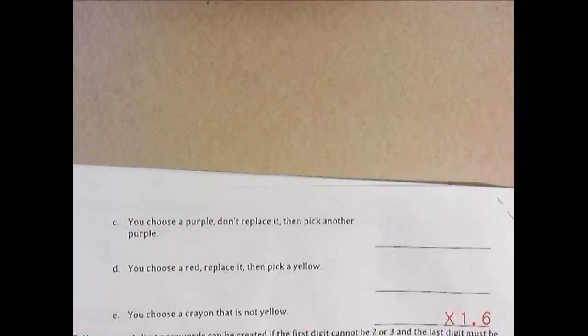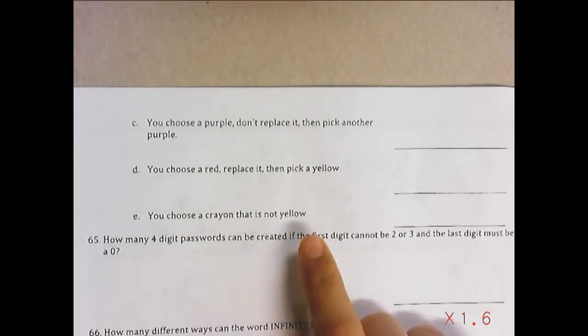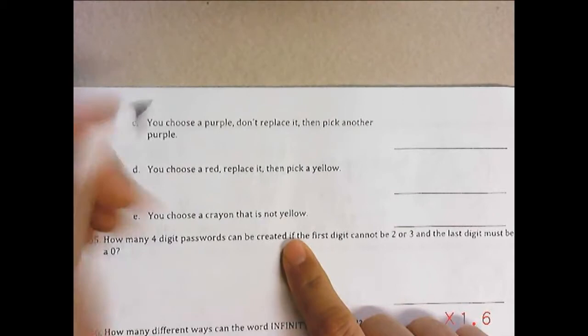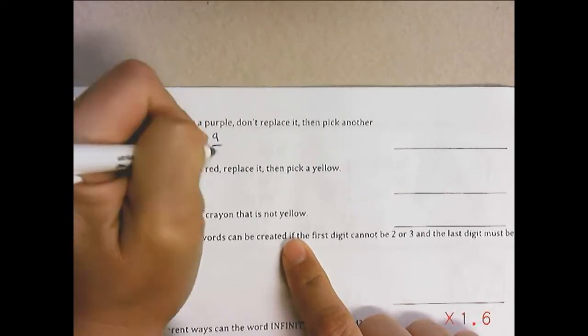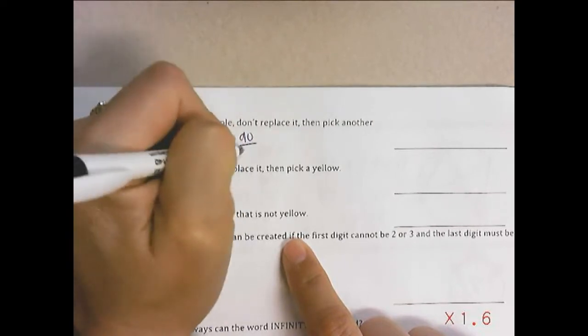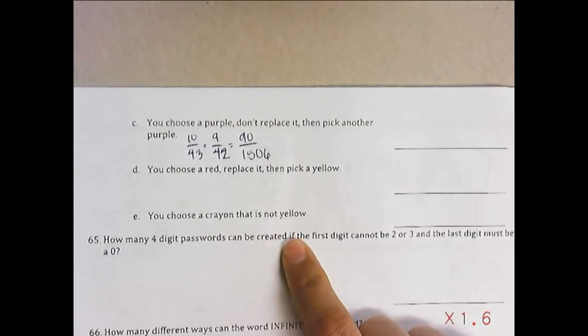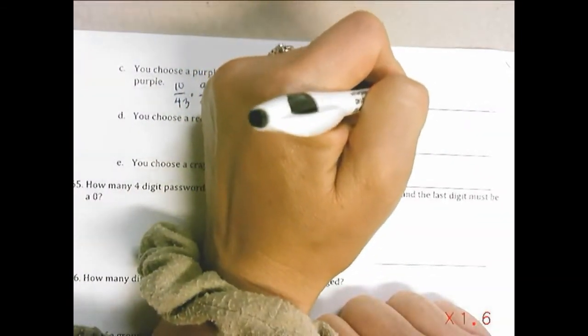Oh, and now, referring back to the same problem, you're going to want to choose a purple. You don't replace it, and then you pick another purple. So there was 10 purples, 10 out of 43. You're not replacing it this time. So now there's only 9 purples and only 42 crayons. You're going to multiply those together, get 90 over 1806. Divide that down into a decimal and a percent, and you would get 4.98%.